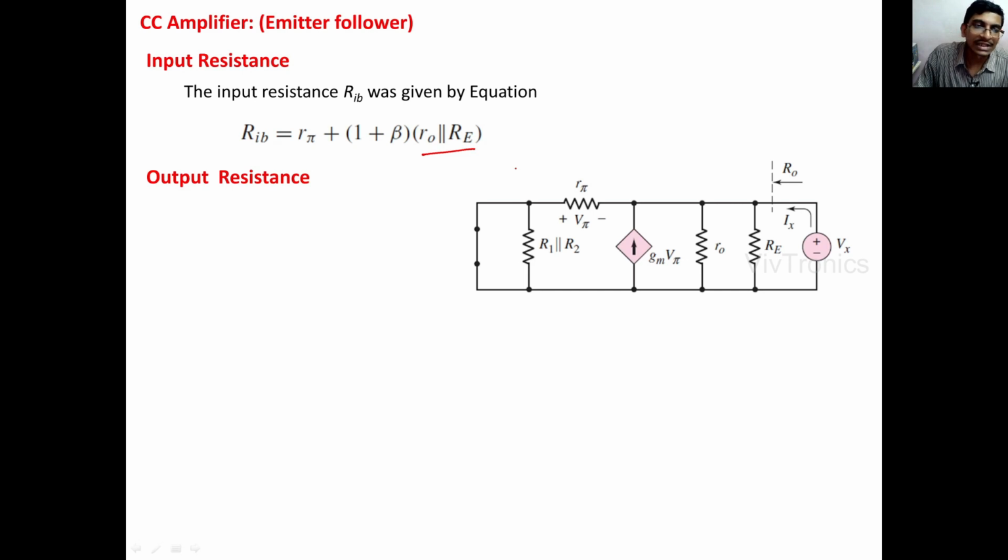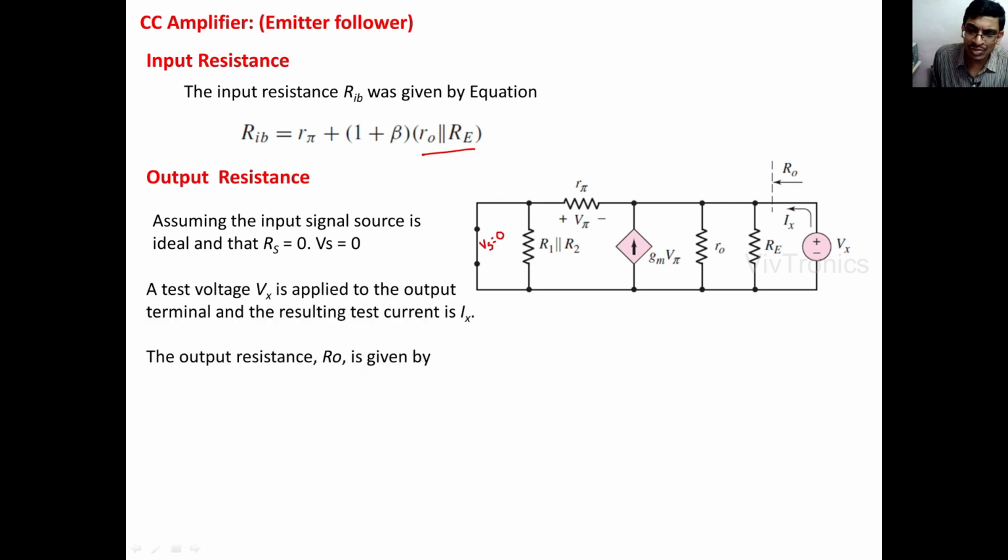Output resistance can be calculated by taking the input signal source equal to 0. Here Vs is equal to 0. So assuming the input signal source Vs is equal to 0, therefore Rs is also equal to 0, because it is assuming an ideal source. A test voltage Vx is applied at the output terminal in order to get the output resistance. Due to the application of Vx, we are going to get the Ix current at the output side. Therefore, the output resistance R naught is the ratio of output voltage to output current, Vx divided by Ix.